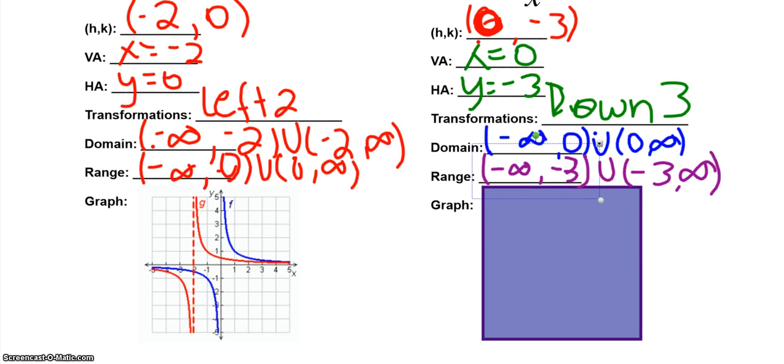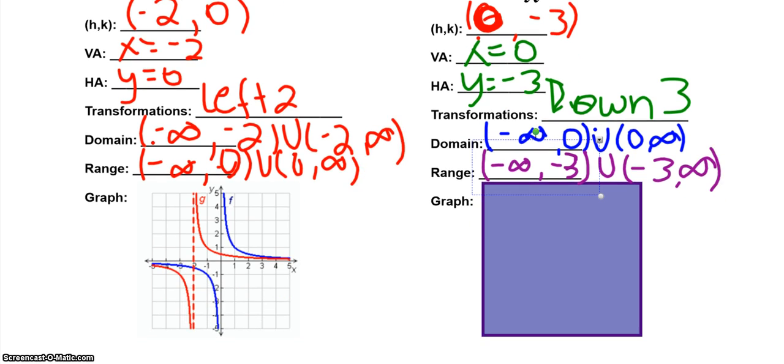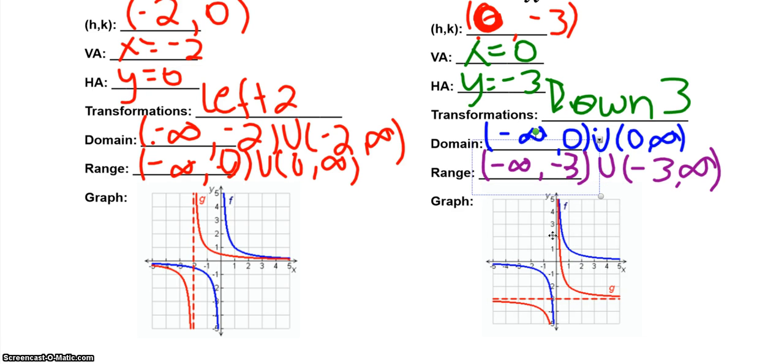Alright, and then the graph will look like this. Okay, so I moved it from the blue, which is the parent, to the red. So as you can see, there's a horizontal asymptote at y equals negative 3, which is something that we excluded from our domain, our range, sorry. And then there's a vertical asymptote at x equals 0, so the y-axis.